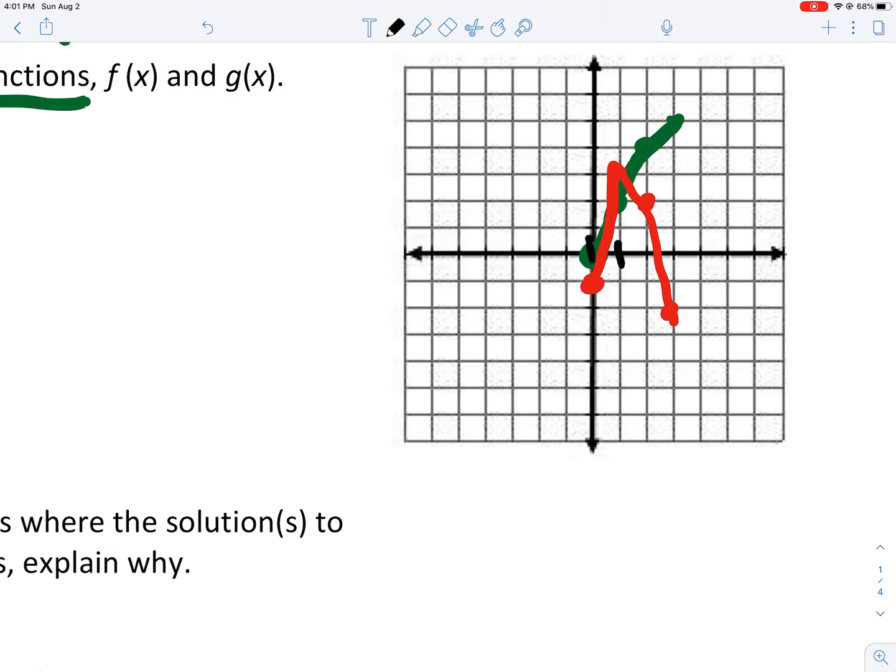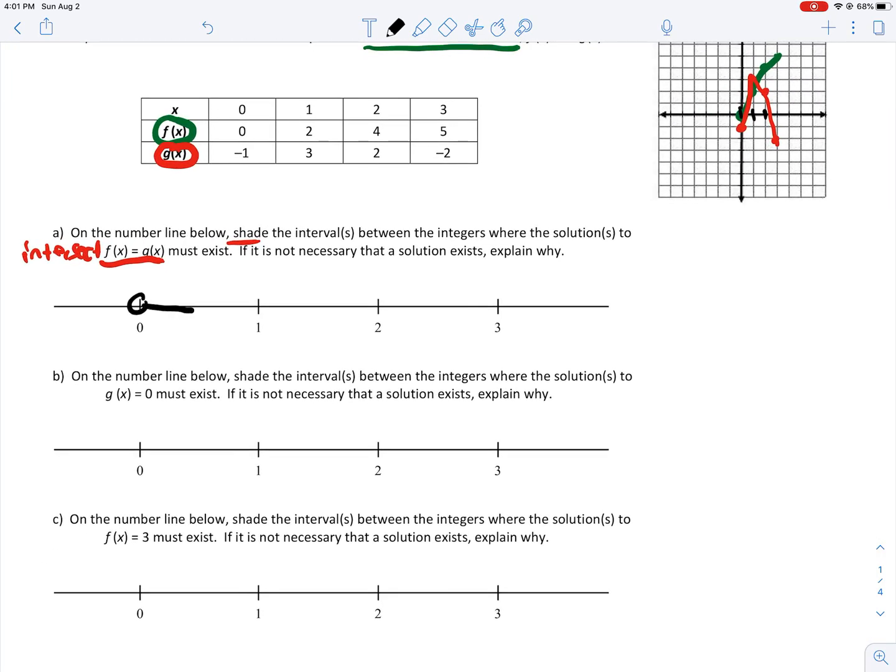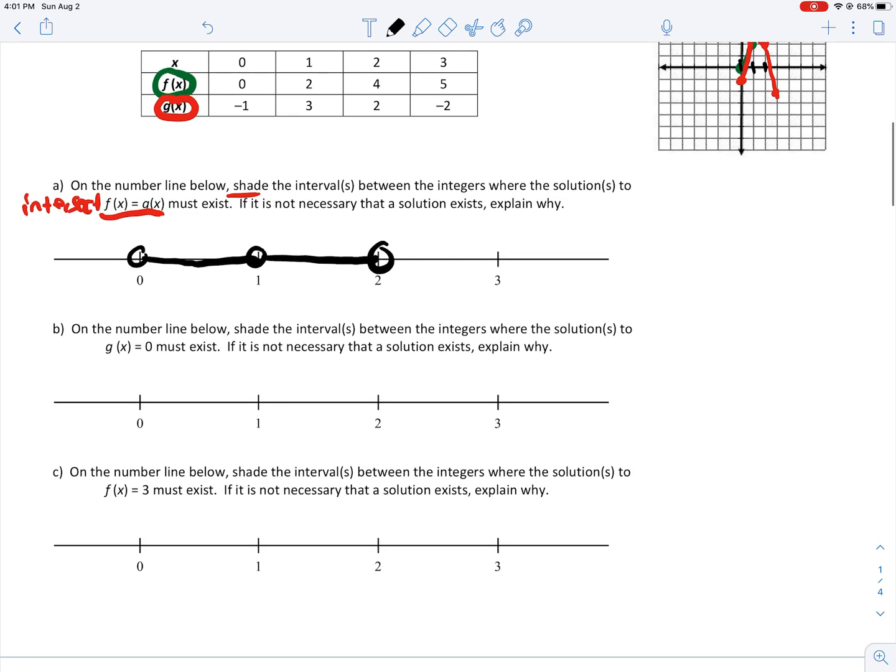If you're looking over here, notice it intersects between 0 and 1, and between 1 and 2. Now, I don't know if it's at 0.5 or at 1.2. I just know between 0 and 1 and between 1 and 2. That's where they intersect. That's when they're equal. I have no clue at what value or what height, but I know it happens between 0 and 1 and 1 and 2.